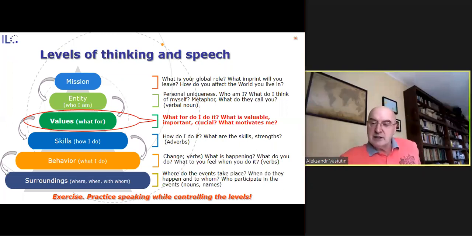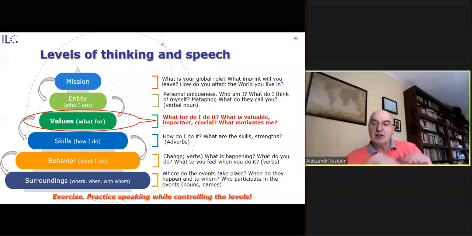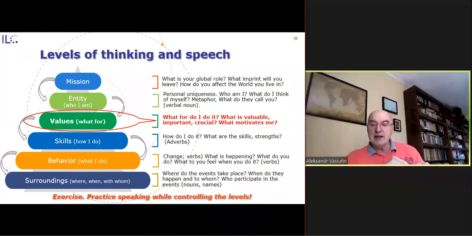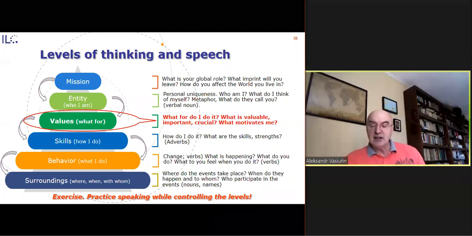So, it reflects what I see in front of my eyes. Whereas the next level is behavior. A person is a behavior type thinker if he answers the question, what happens? What do you do? What do you feel when you do it? This is the level when they focus on verbs, actions. What happens around? What do other people do? What changes? What do we feel when it happens?